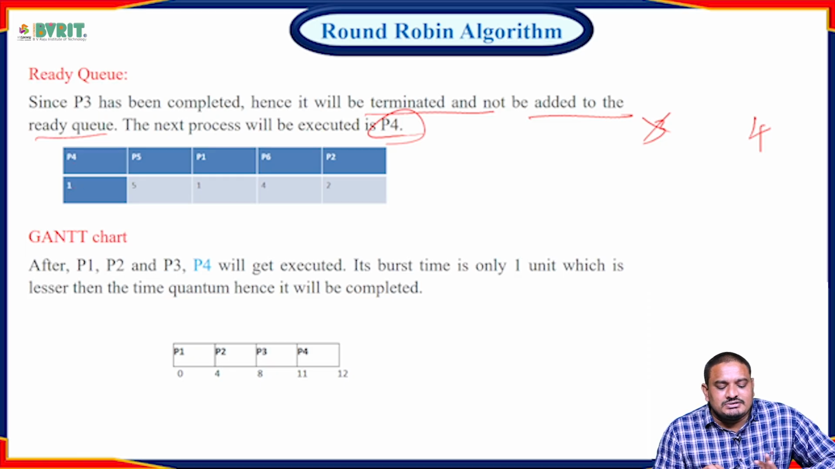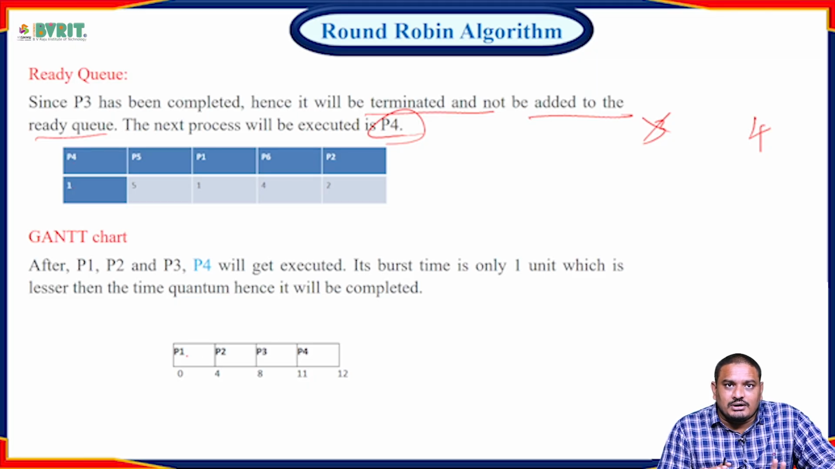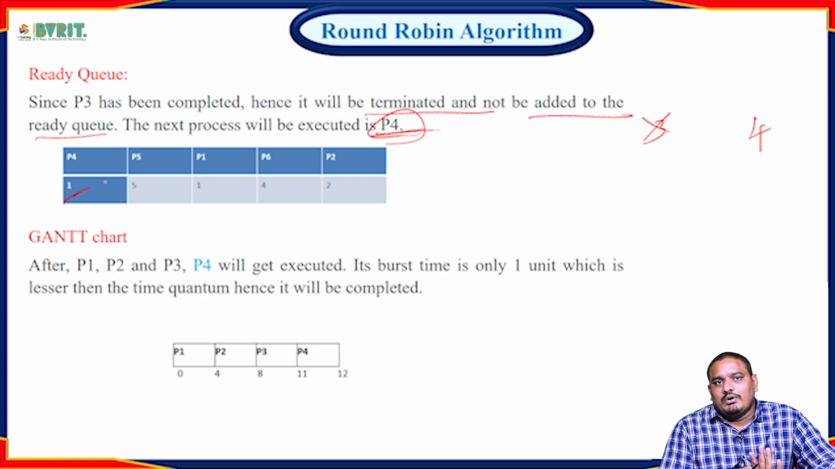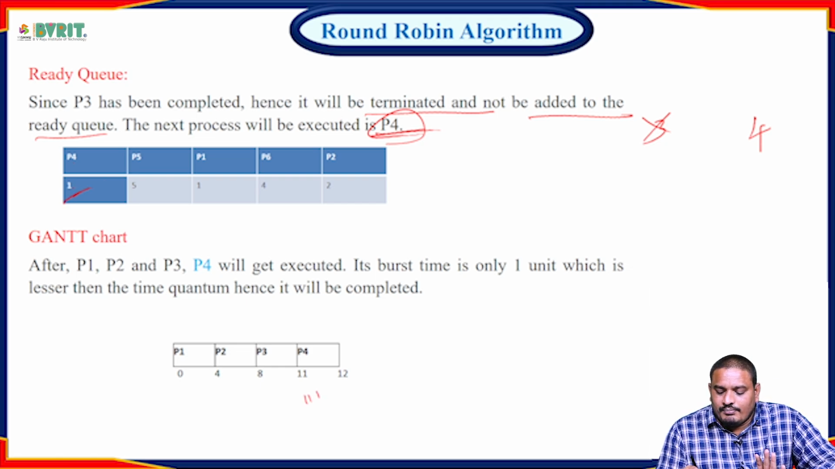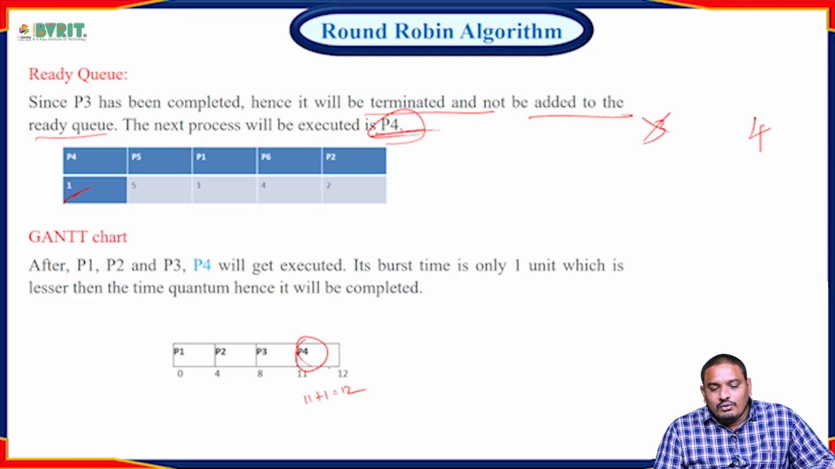In the Gantt chart, first P1 is executing, not completed. P2 is executing. P3 is executing. The P3 burst time is over, so P3 is not added to any ready queue. Now the next one is P4. The P4 burst time is only 1, so 11 plus 1 equals 12. That means the P4 process is completed at 12 units.